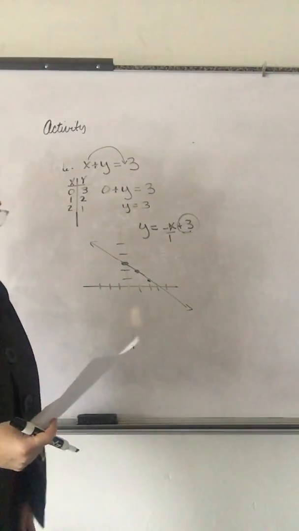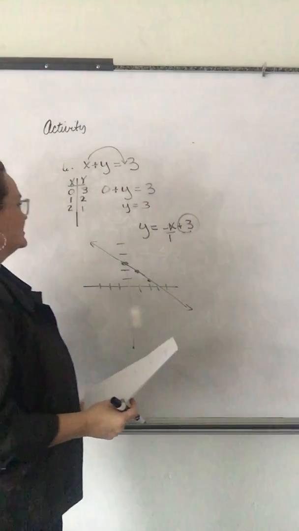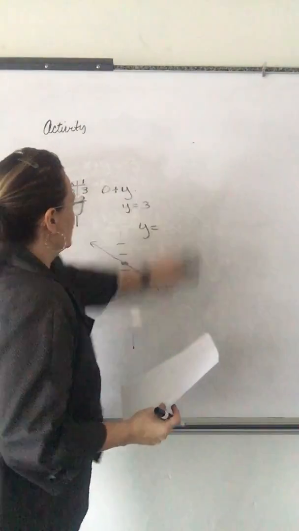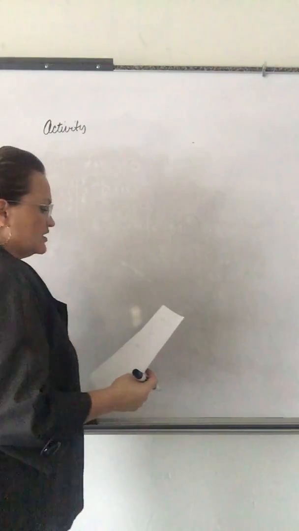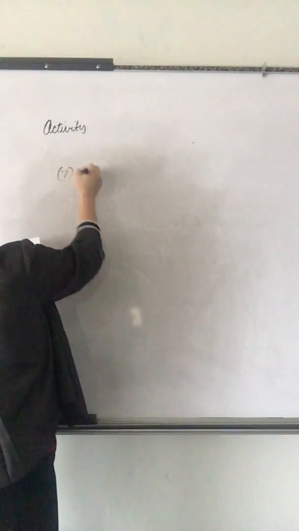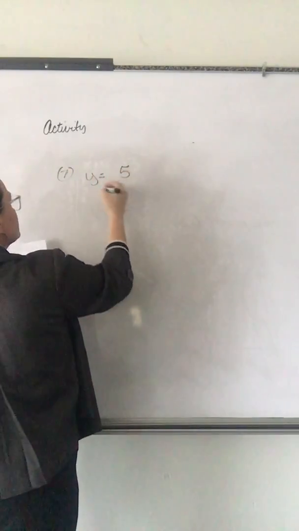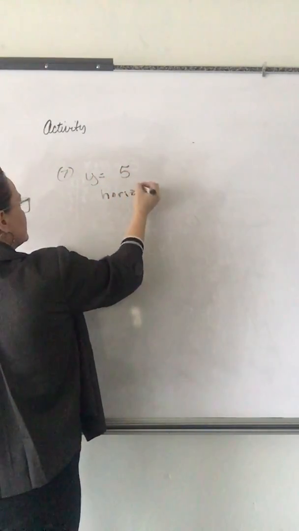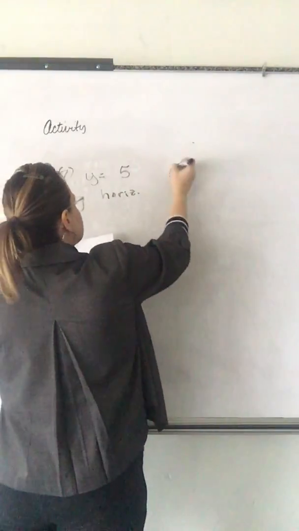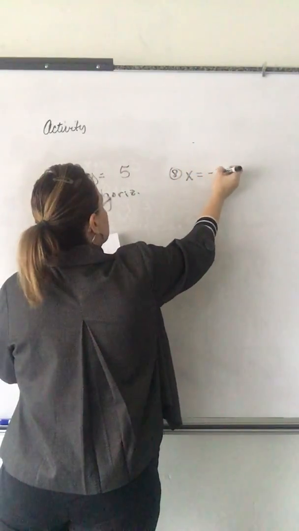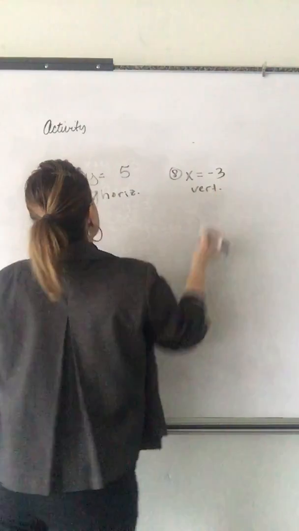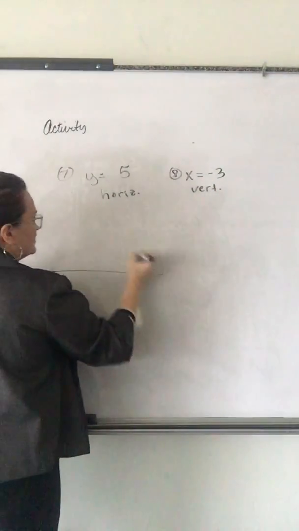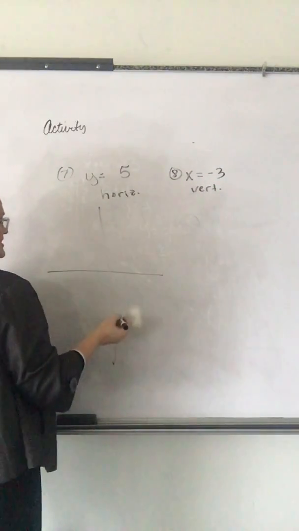Okay, now our special cases. So we're down to the end here, 7 and 8. 7 and 8 are the special cases where you only have one variable. So when it's y equals, on number 7, y equals is a horizontal line. And on number 8, when it's x equals, it's a vertical line. All right, so let's draw those in. You don't even have to think about these. It's just a memorized thing.